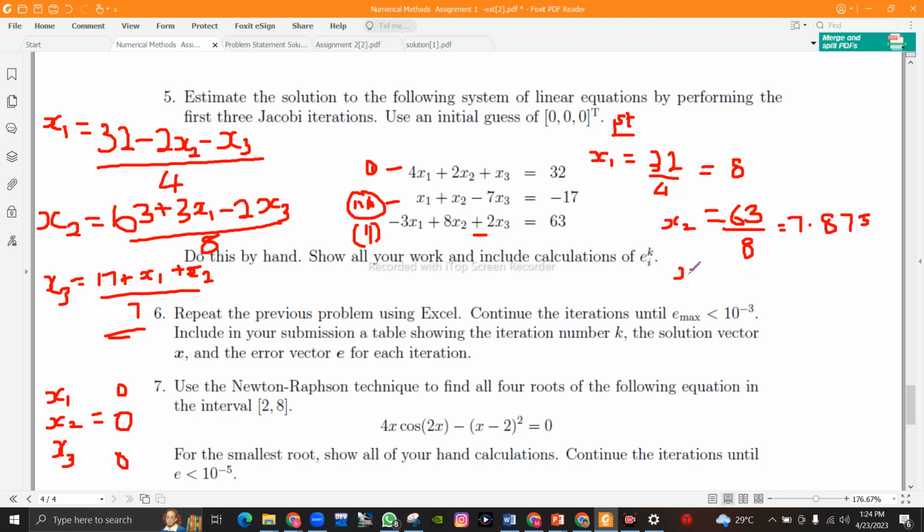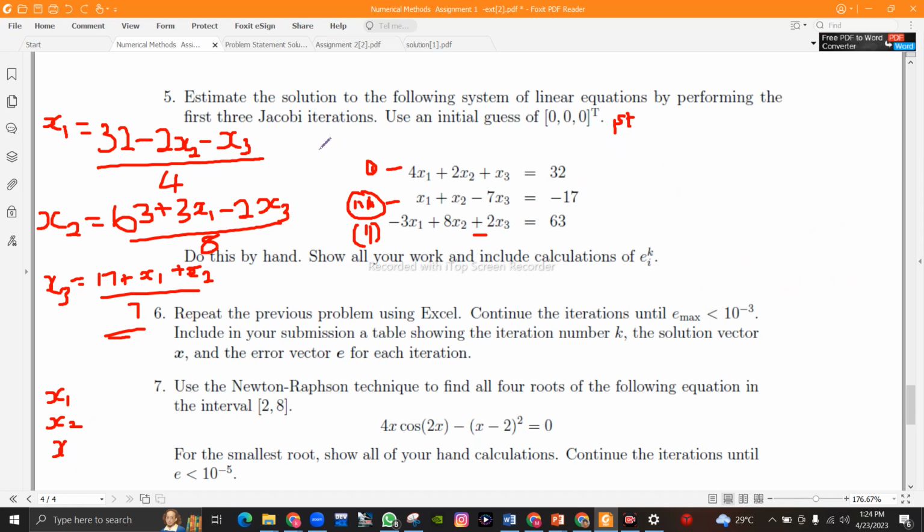Let's calculate our x3, which is 17 plus 0 plus 0, which is 17, divided by 7, which gives us 2.429. So this is now our new value for x1, x2, and then x3. So we can go for the second iteration because we are asked to do 3 iterations.